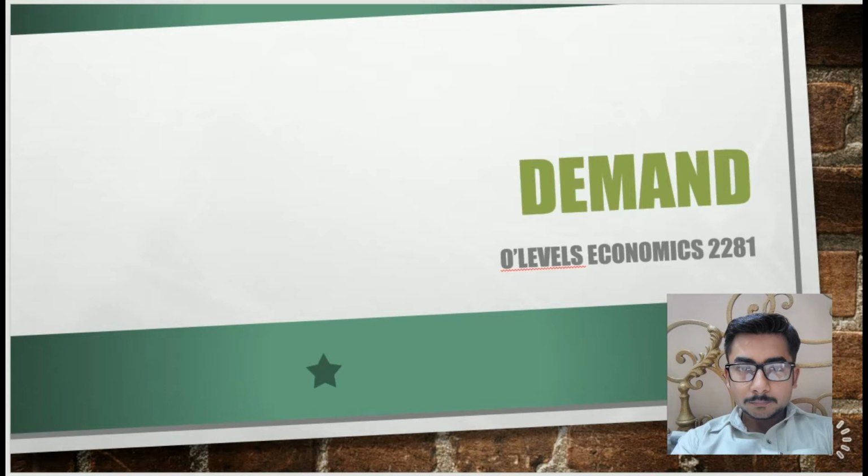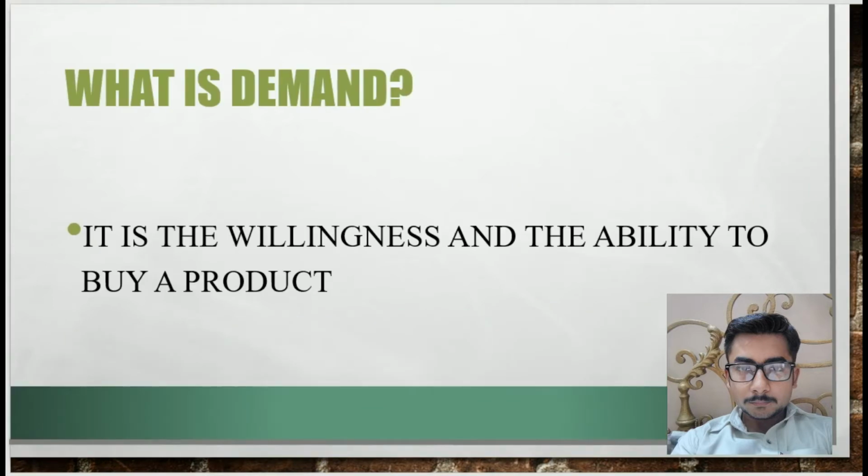Demand is the willingness and the ability to buy a product. That is, I must be willing to buy the product and I must be able to buy the product. What does it mean? Willingness shows the wish of the person, the desire of the person to purchase the product, and the ability shows the financial resources which are required to purchase. The person should have the financial resources to purchase the product.